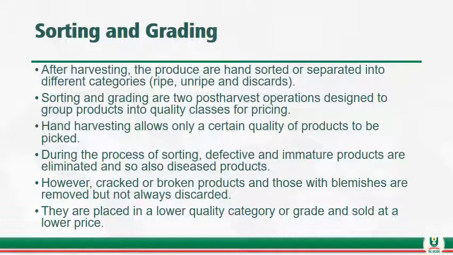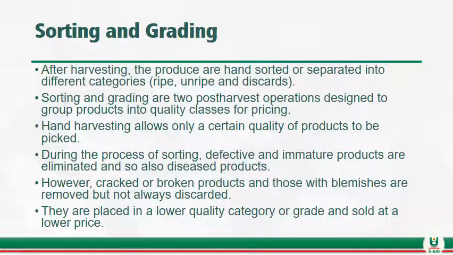So this is a form of sorting, and sorting and grading are two post-harvest operations that are designed for quality pricing. Okay, when you see some grades, some are grade A, like your cashew nuts, for example. Some are whole, they are grade A. They come in grades. Some are split, they are broken, grade B. So they come in different grades.